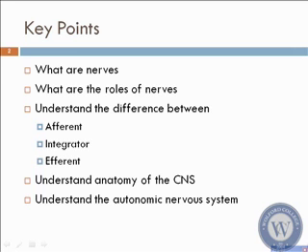You have to understand the anatomy of the central nervous system and then also go into a lot more detail into the autonomic nervous system.